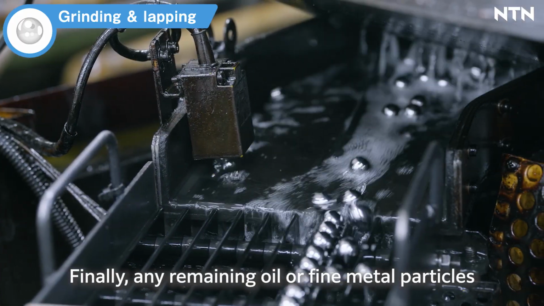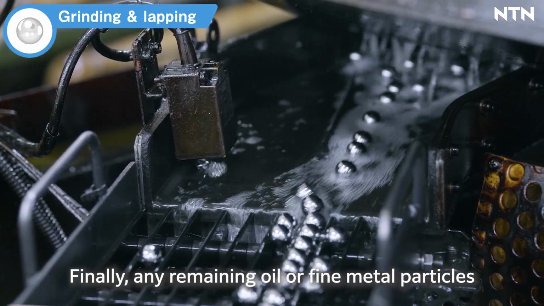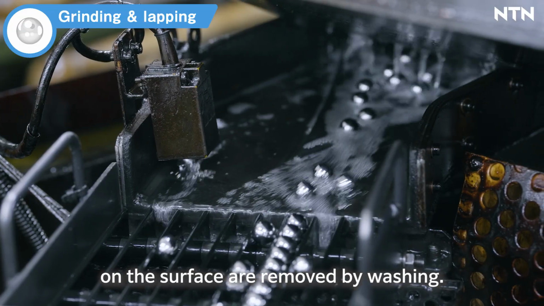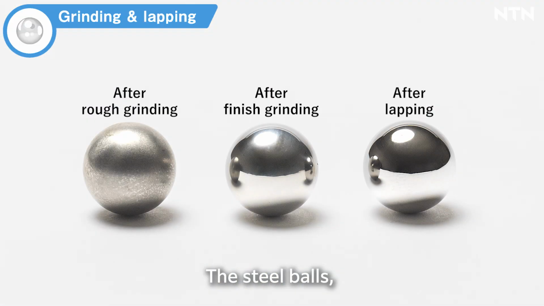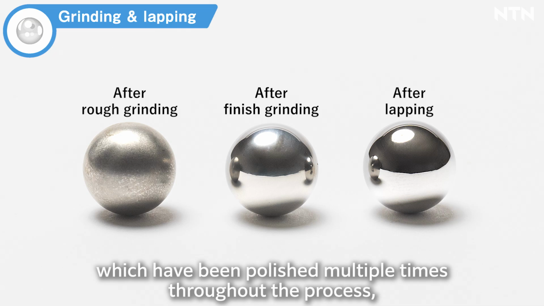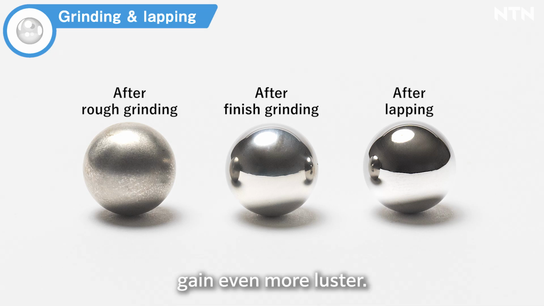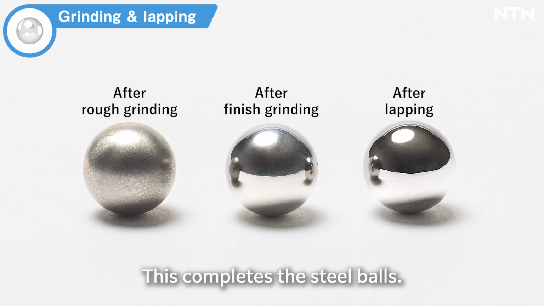Finally, any remaining oil or fine metal particles on the surface are removed by washing. The steel balls, which have been polished multiple times throughout the process, gain even more luster. This completes the steel balls.